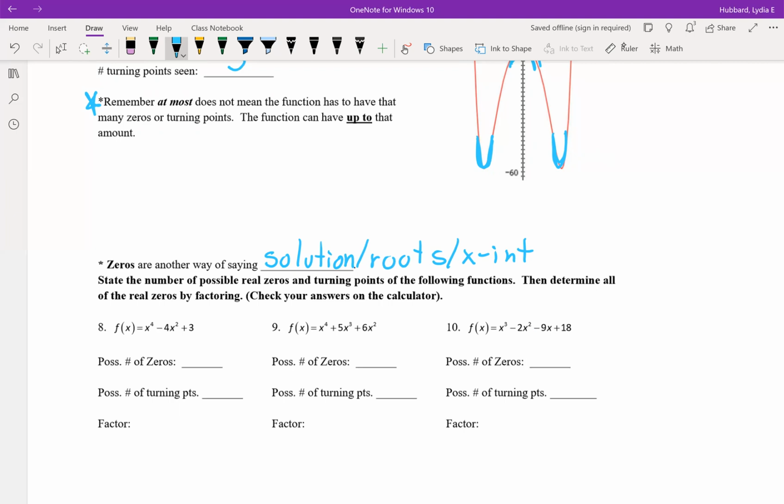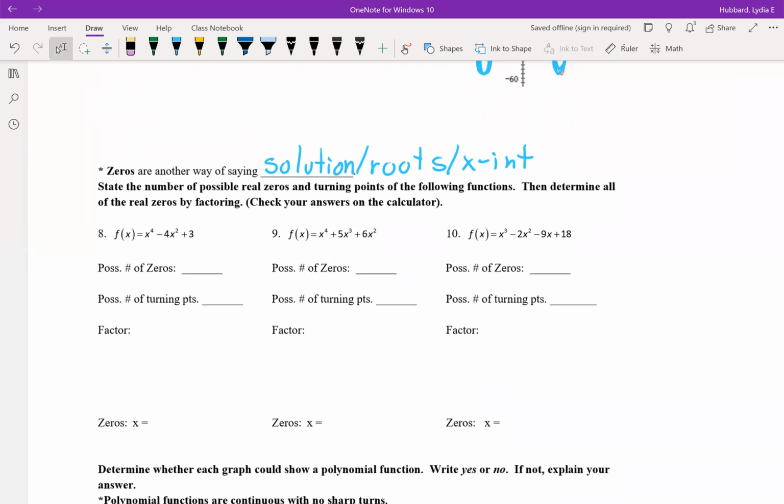So looking at number 8, we want to state the number of possible real zeros and turning points of the following functions, then determine all the real zeros by factoring. So we are going to go back to factoring, so just be really, really careful with that one. So again, the possible number of zeros, we have this exponent of 4. So there are 4 possible real zeros. 4 minus 1 gives us 3 possible turning points.